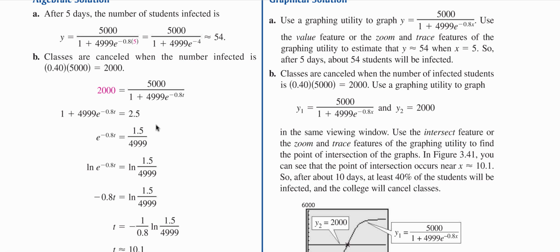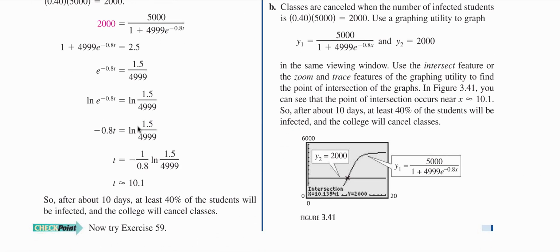Subtract 1 from both sides. Take the natural logarithm. Divide by negative 0.8. Then we find our approximation. So if the flu continues to grow unabated, then after about 10 days, at least 40% of the students will be infected and the college will cancel classes.